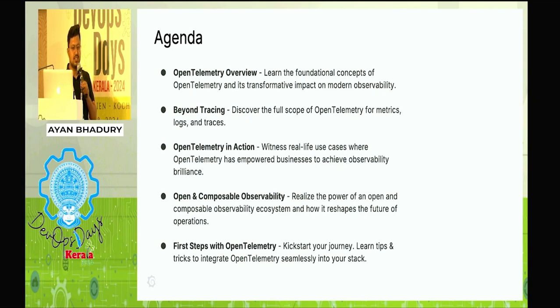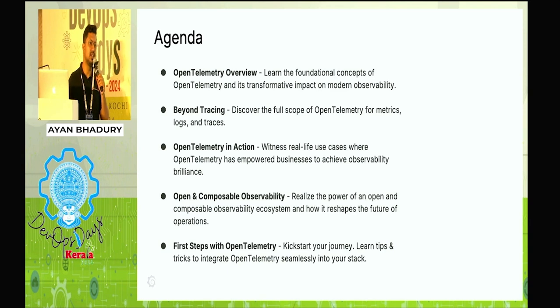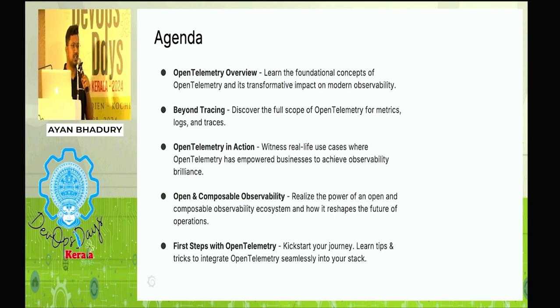Then we'll see how OpenTelemetry can be configured in your applications, and we'll also see what are the tips and tricks that you should maintain while creating the OpenTelemetry configurations, and how you can actually develop your SDKs so that the data is fetched properly.